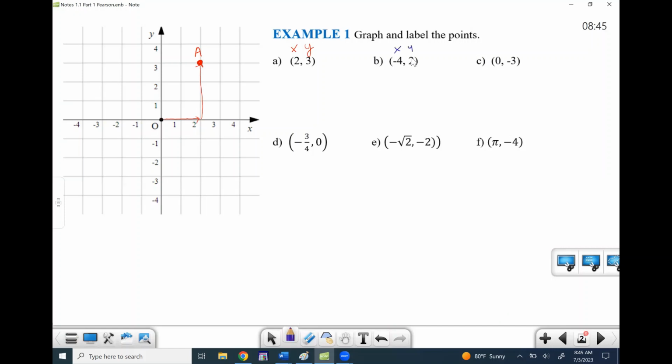So X and Y. So the X is negative 4. So I'm going to go left 4. And then from there, positive 2. So that would mean go up 2. And that's going to be the point B.